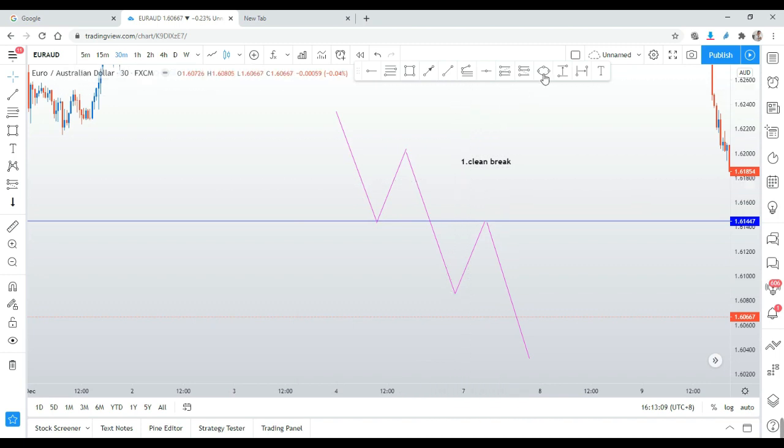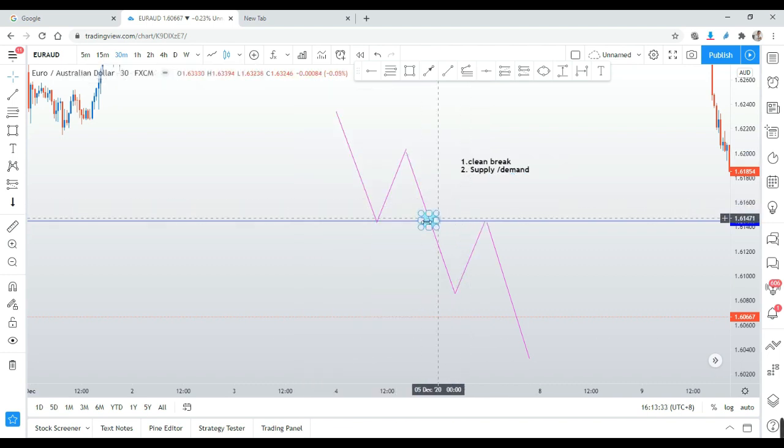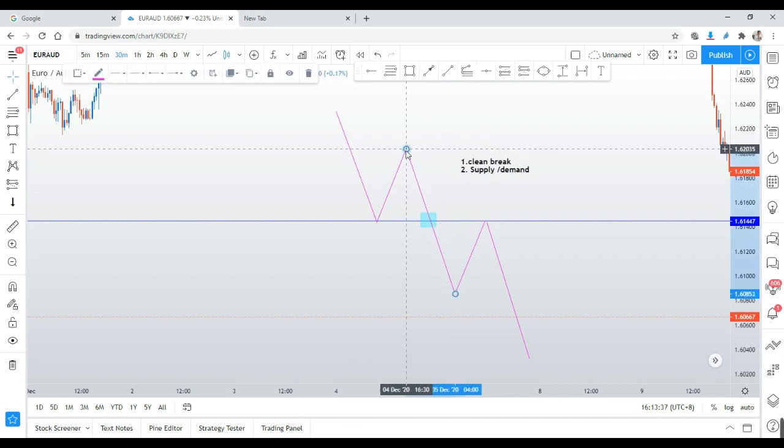The second thing at this particular area is that you need to have a supply zone. If you're going in the opposite direction, meaning bullish, you have to have a demand zone. So you need a supply or demand zone at this area, either on the bigger time frame or a smaller time frame.